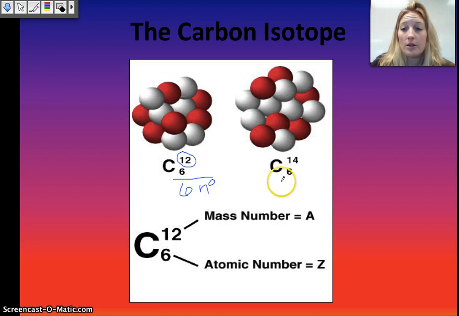Well, if we look at another carbon atom, kind of like its twin over here, we have a mass number of 14 this time. Still carbon, so it still has 6 protons. So 14 minus 6 tells us that we have 8 neutrons. So here we have the same carbon atom, but different numbers of neutrons. They're very similar, but they have a few differences. So these two atoms are isotopes. In order for something to be an isotope, it has to be the same element, just different numbers of neutrons.